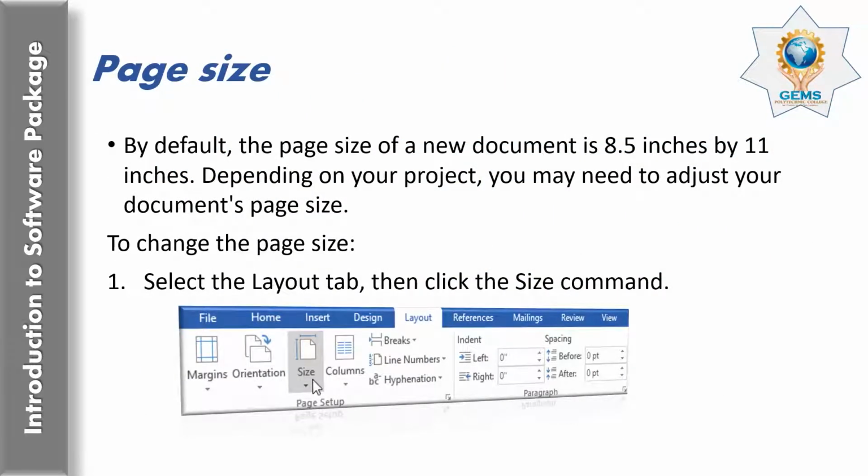So next one is page size. By default, the page size of a new document is 8.5 inches by 11 inches. Depending on your project, you may need to adjust your document page size. To change the page size, first of all you have to select the Layout tab and click the Size command.